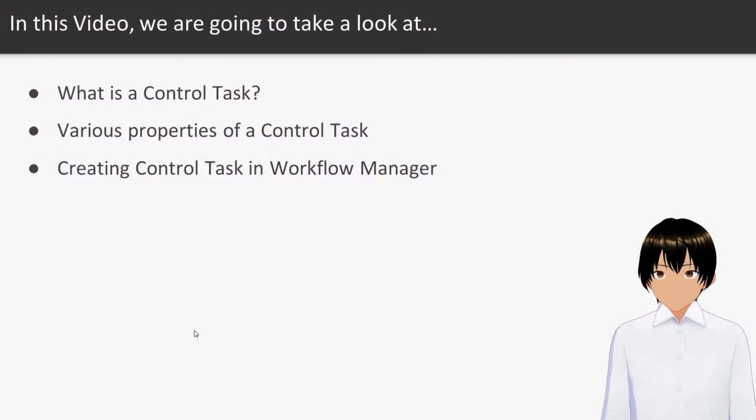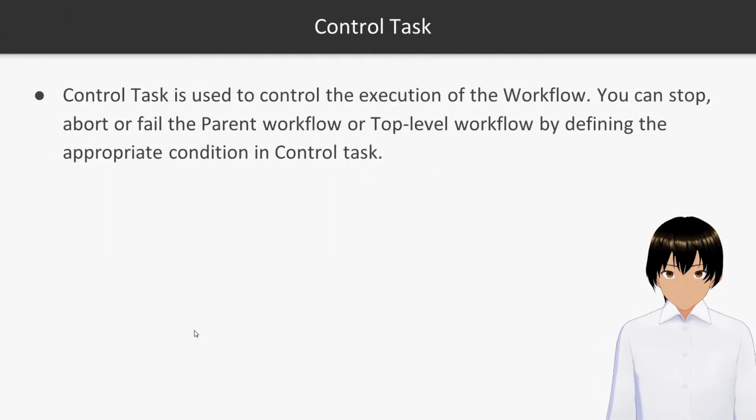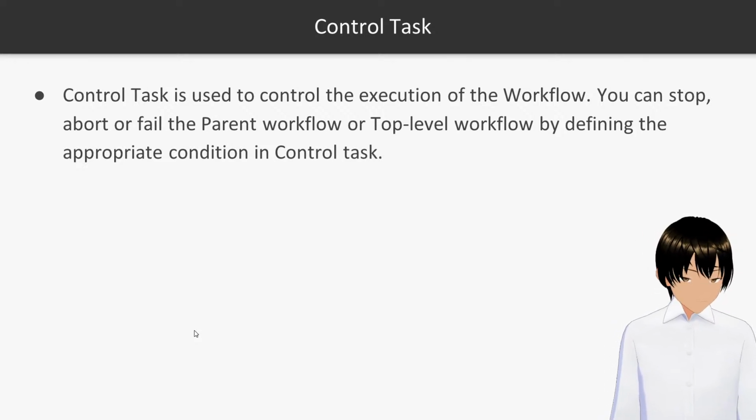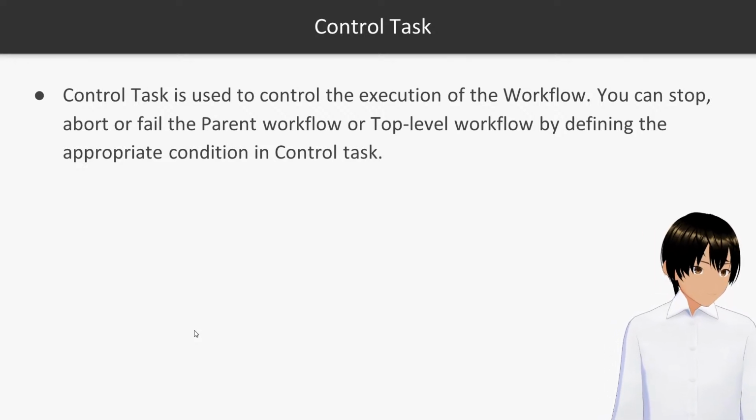How to create a control task in Workflow Manager or Task Developer. Let's begin. Control task is used to control the execution of the workflow. You can stop, abort, or fail the parent workflow or top-level workflow by defining the appropriate condition in control task.